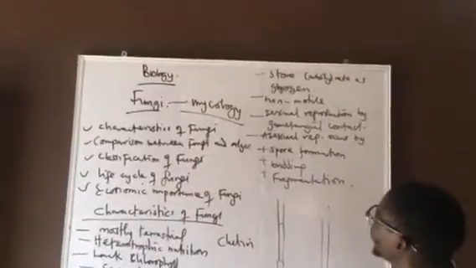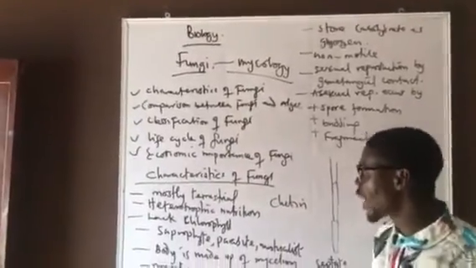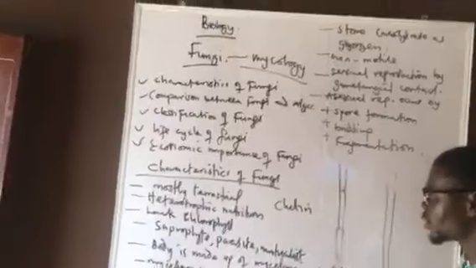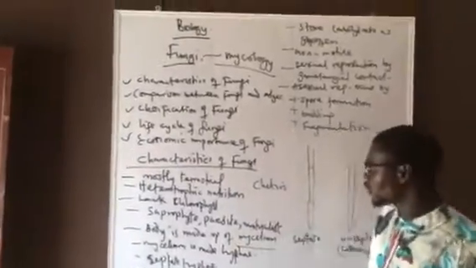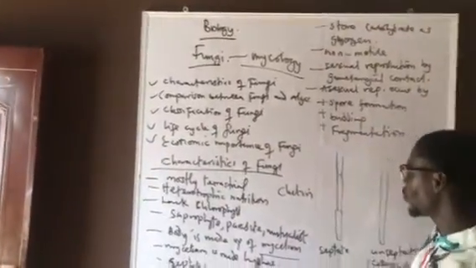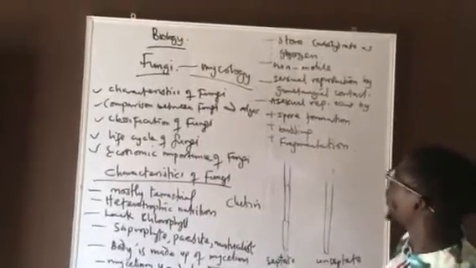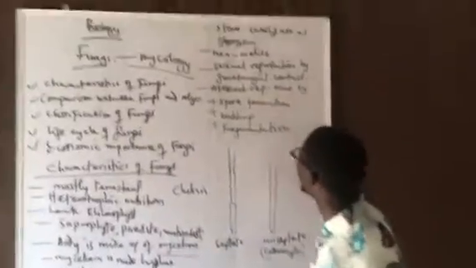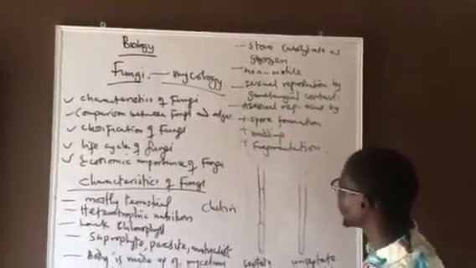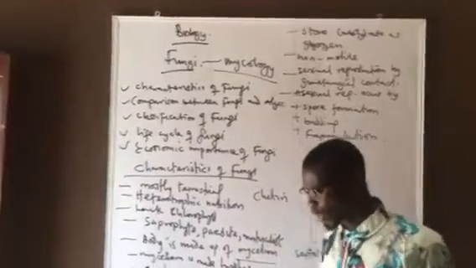So those are the characteristics of fungi based on the habitat. They are terrestrial. In nutrition, they are heterotrophic, they have mycelium, they also have chitin, they store carbohydrate as glycogen, they are non-motile, and they carry out both sexual and asexual reproduction.